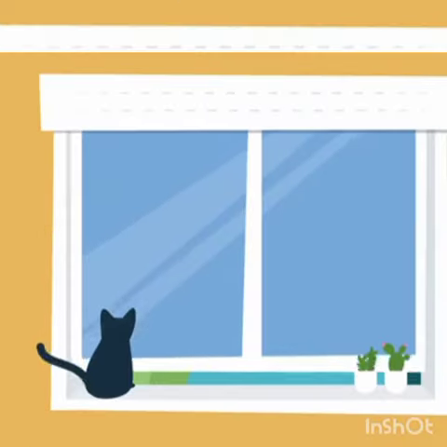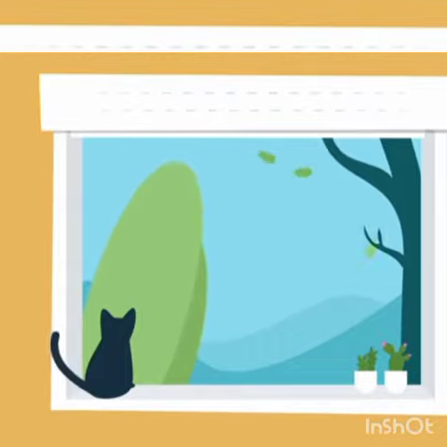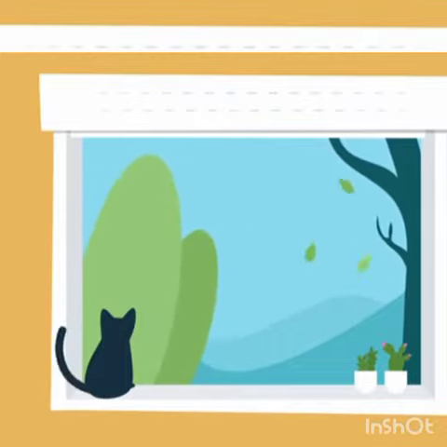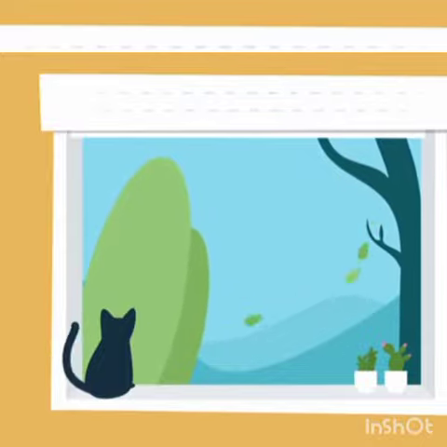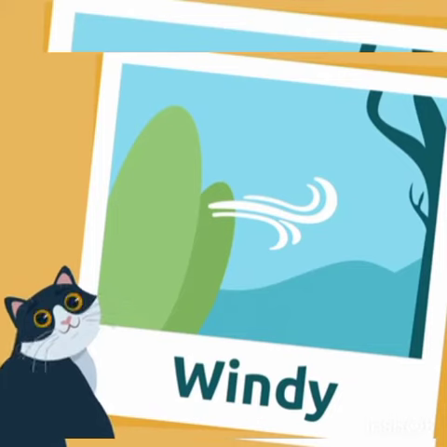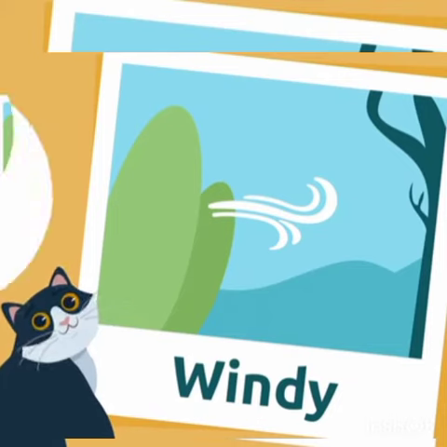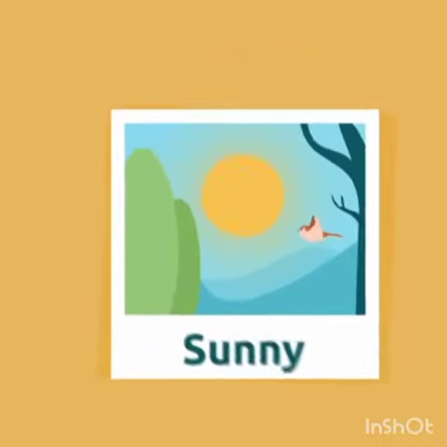And when you open your window and you look out, there's everything flying. Then what weather is this? The leaves are flying. You see the trees are moving. It's windy weather. So my dear students, this is all about the revision of these weathers. Now let's have a review.